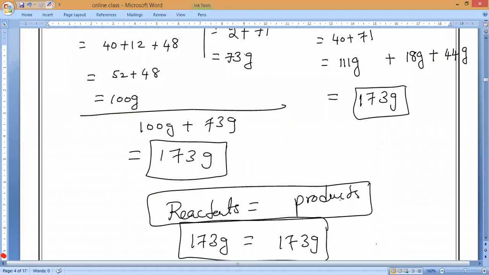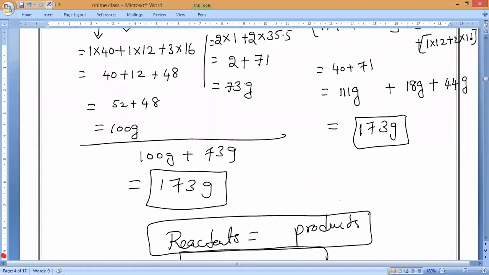Have you understood, guys? So this is what it will give you. It will give you the information about this thing. Any doubt in this?